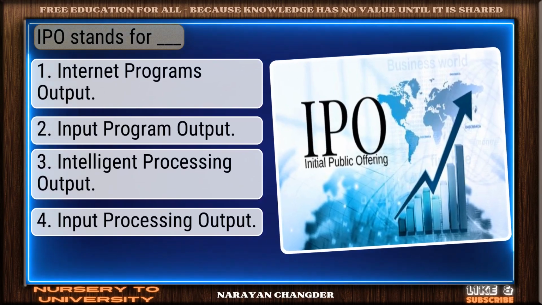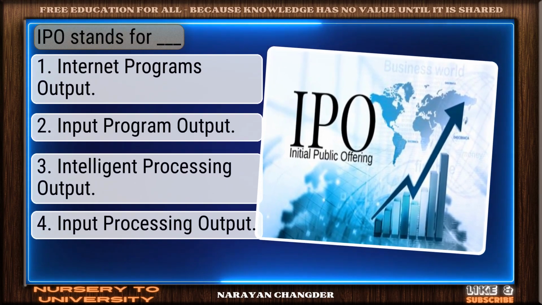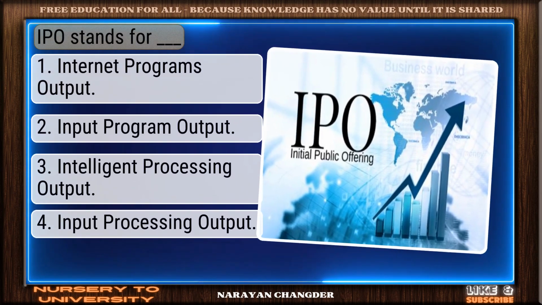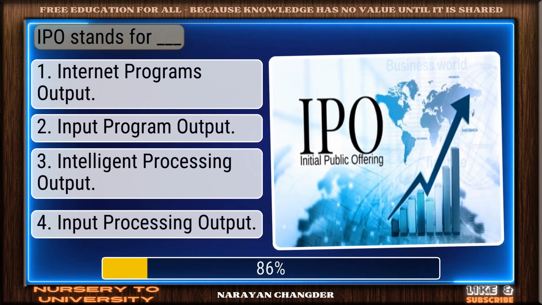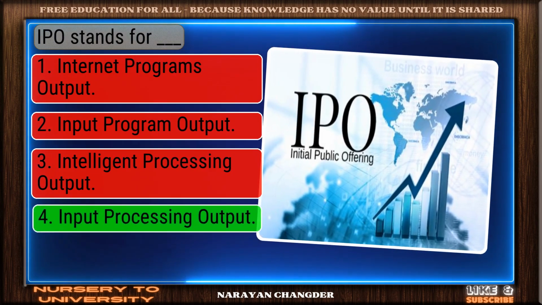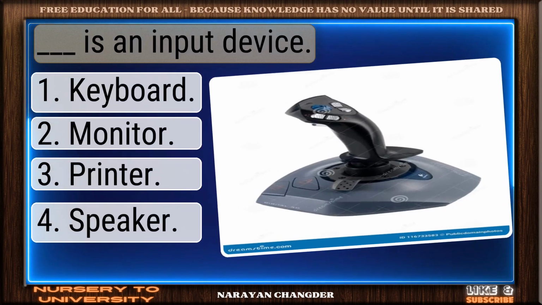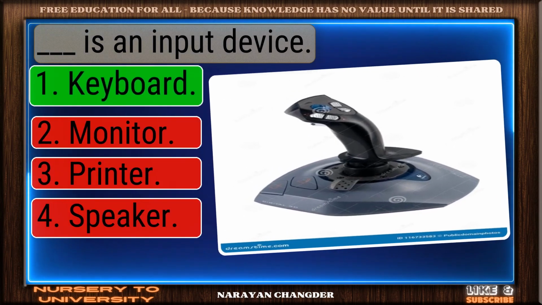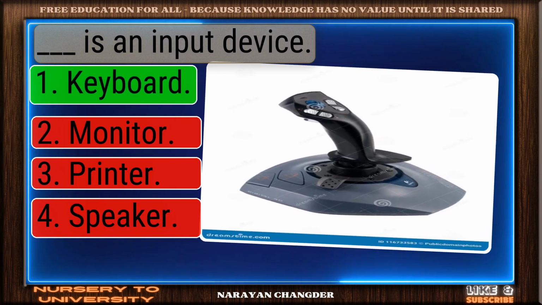Can you solve all these Class 4 Computer Chapter 2 Input and Output Devices questions? IPO stands for dash. On track. Input processing output is the correct answer. Dash is an input device. Correct. Keyboard is the right answer.